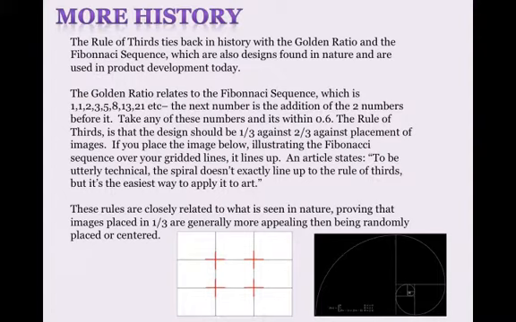So the rule of thirds is that the design should be 1/3 against 2/3 on placement of images. If you place the image below on the right, the bottom right, which illustrates the Fibonacci sequence over the gridded lines, which is the image on the left, it pretty much lines up. An article states that to be utterly technical, the spiral doesn't exactly line up to the rule of thirds, but it is the easiest way to apply it to art. So these rules are closely related to what is seen in nature, proving that images placed in 1/3 of the PDP or the paper are generally more appealing than being randomly placed or centered.